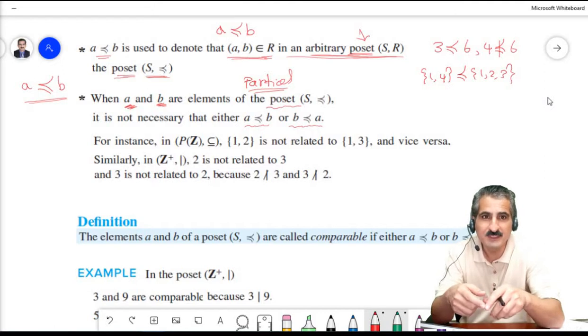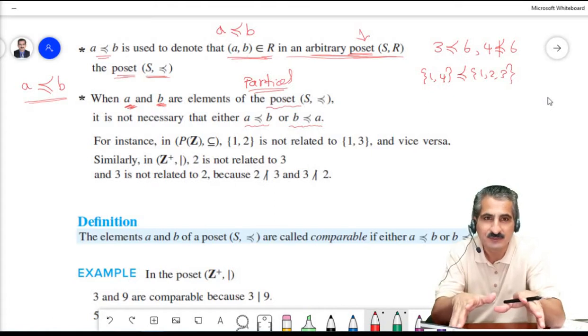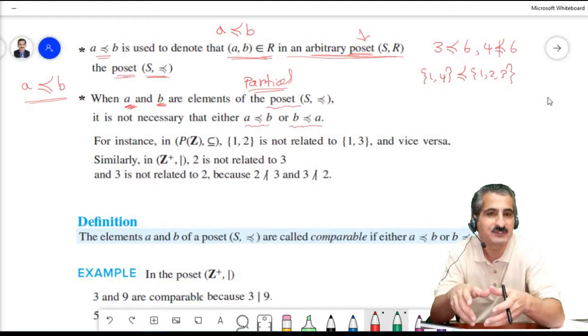In a little while, we will see totally ordered. Totally ordered means every two elements must be related to each other according to that relation, so we can decide which one is bigger, which one is smaller. That's when we get to what we will call totally ordered. Now we are working in partially ordered sets.